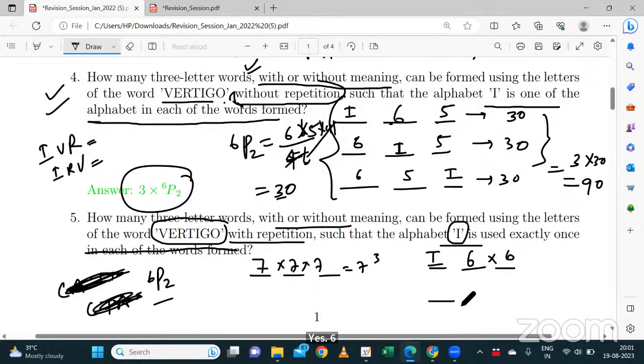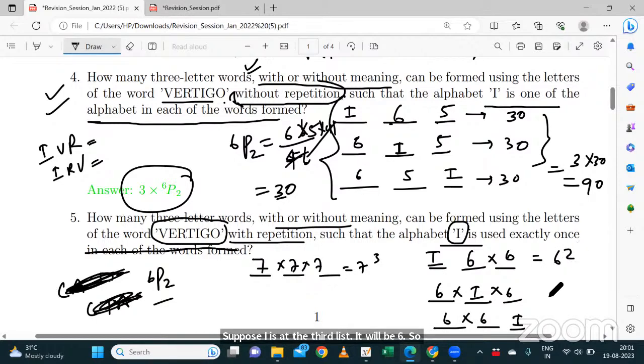Correct? Yes. Now suppose I is at the second place, then it's 6 into 6. If suppose I is at the third place, it will be 6 into 6. So that means we got 6 square, 6 square, 6 square, so it's nothing but 3 into 6 square. Is this clear? Just a small twist in the statement of the question, and the answers are different, right? Yes, sir. Now I'm hoping you people got the idea, right?